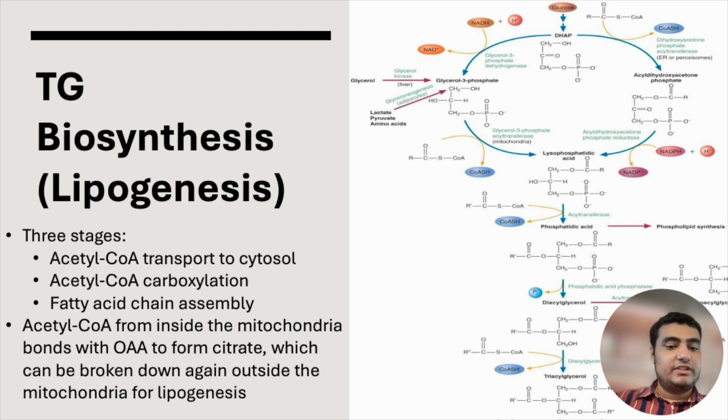So acetyl-CoA is found a lot in the mitochondria due to the citric acid cycle, which has been discussed before probably. And this acetyl-CoA binds to oxaloacetate to form citrate as part of the citric acid cycle. This citrate can then exit the mitochondria and be broken down into acetyl-CoA and oxaloacetate again, because acetyl-CoA itself cannot exit by itself from the mitochondria.